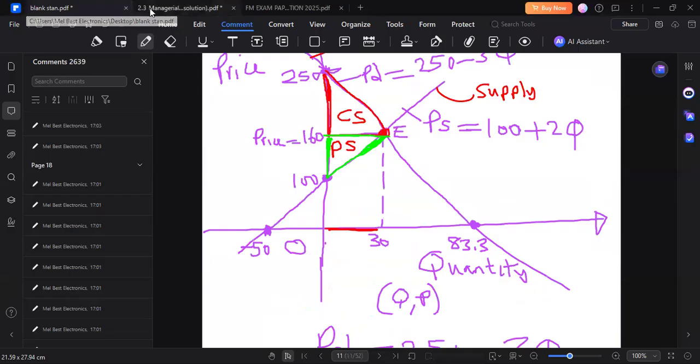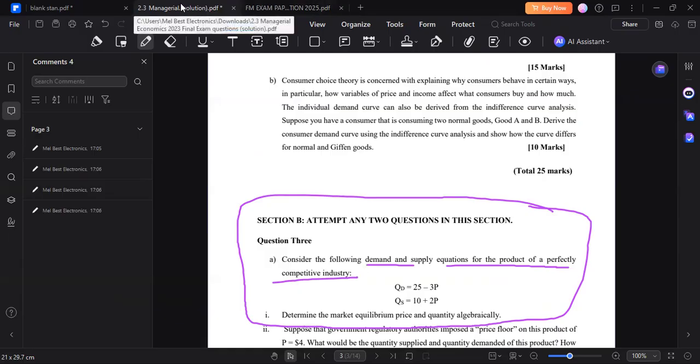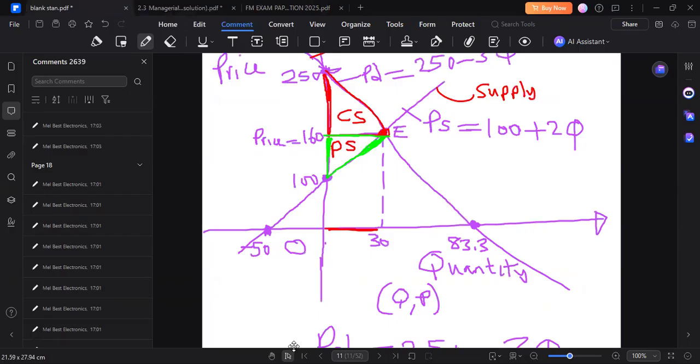So here in this case, you're just required to solve this one algebraically. So, Madam Memory, what answer can we have here? You get my point, right? Consider the following demand and supply equations for a perfectly competitive industry. Then I will have to ask you, what are the features of a perfectly competitive industry? Okay, just a few features. How can we solve this one quickly, before we discuss the features of a perfectly competitive market?